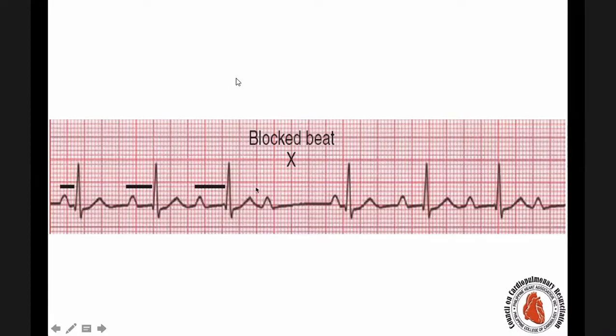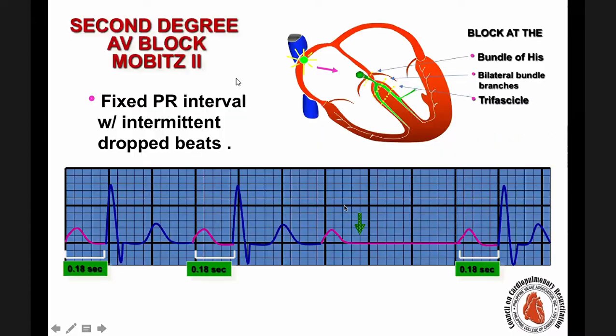Again, the PR interval before the drop beat has the longest PR interval, and the PR interval after the drop beat has the shortest PR interval. In Mobitz type 2, it's fixed, meaning to say, ano lang siya, nakapasok on this beat. The SA node fired and was able to conduct to the ventricles. And then in the next beat, the SA node was able to conduct to the ventricles. That's why this is followed by a QRS. But on the third beat, the SA node fired, but it was completely blocked across the AV node. That's why it's not followed by a QRS complex.